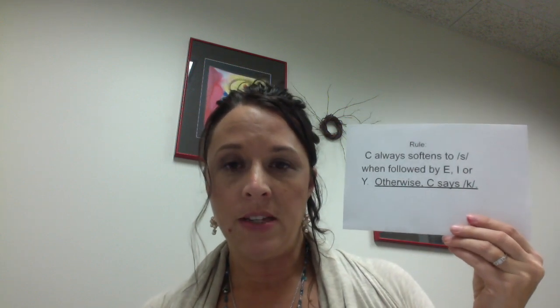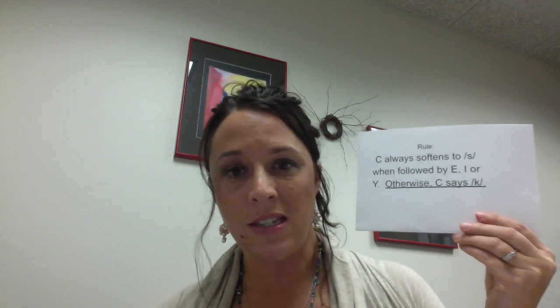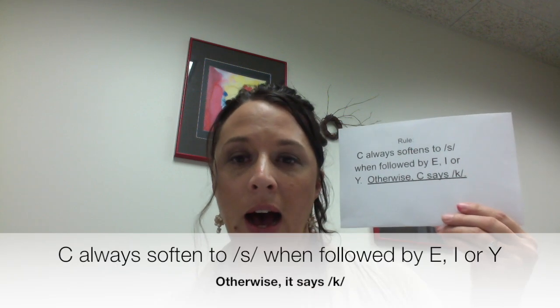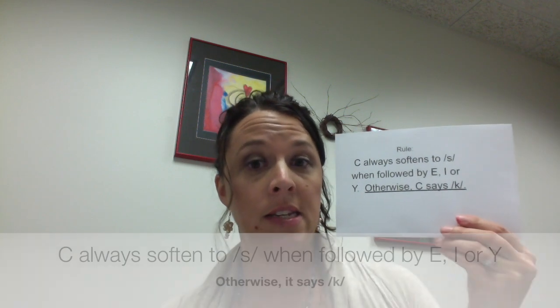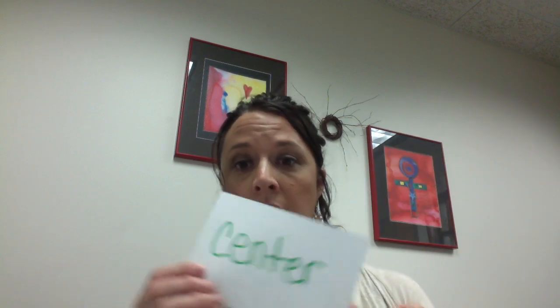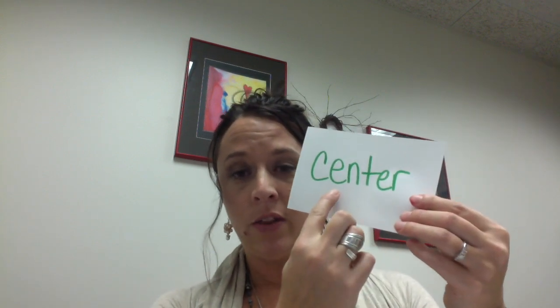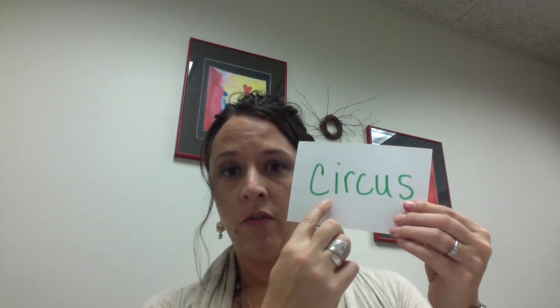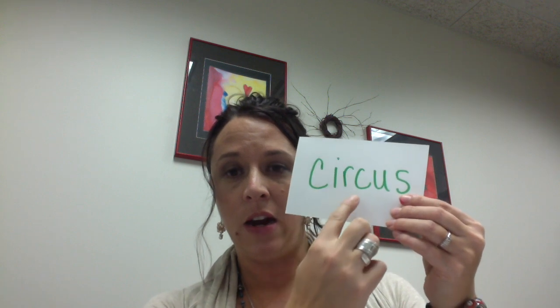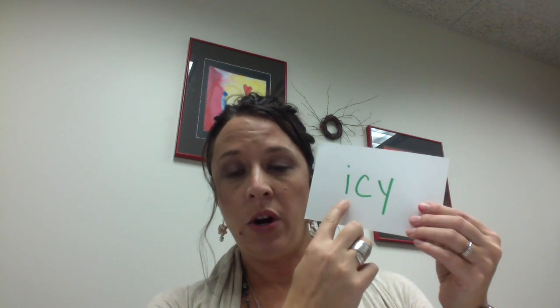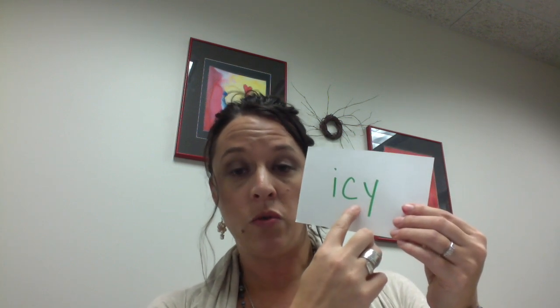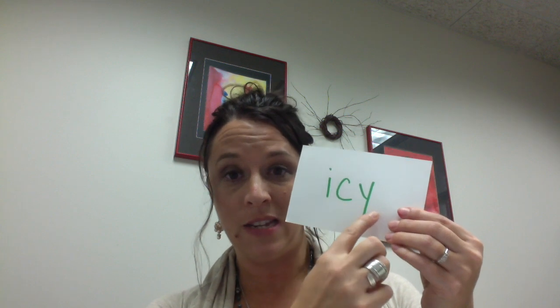The rule for C is that C often softens to s when followed by E, I, or Y. Otherwise, C says k. So for example, in the word center, C is followed by an E, softening it to s. In the word circus, it's followed by an I, so it says s here. Otherwise, it says the k sound. And in the word icy, it's followed by a Y, so it's going to change to the s sound.